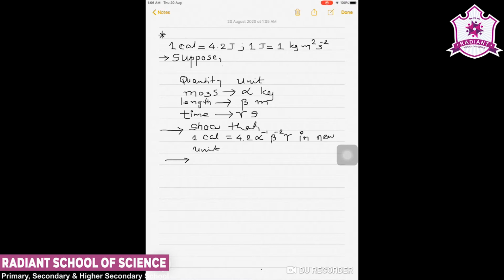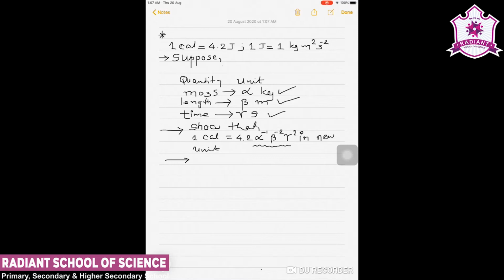Now suppose we employ a system of units in which the unit of mass is equal to alpha kg, that is given over here. Then the unit of length equals beta meter, that is also written over here. And third, the unit of time is gamma second. Then show that the calorie has a magnitude of 4.2 alpha raised to minus 1, beta raised to minus 2 and gamma raised to 2 in the new unit system. Now how to prove this type of question?